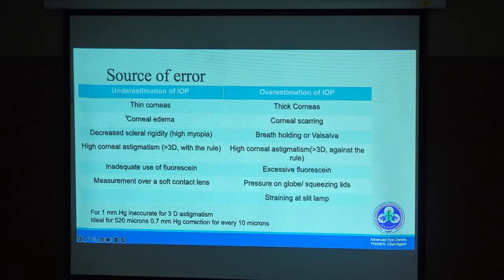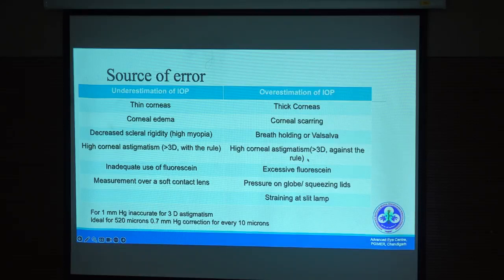The sources of error: a thin cornea gives underestimation. Corneal edema, spongy corneal edema, can give underestimation. High corneal astigmatism, more than 3 diopters with the rule, can give an underestimation of IOP, whereas high corneal astigmatism, more than 3 diopters against the rule, can give an overestimation of the IOP.